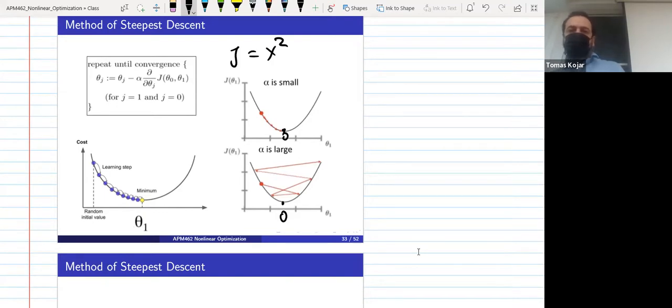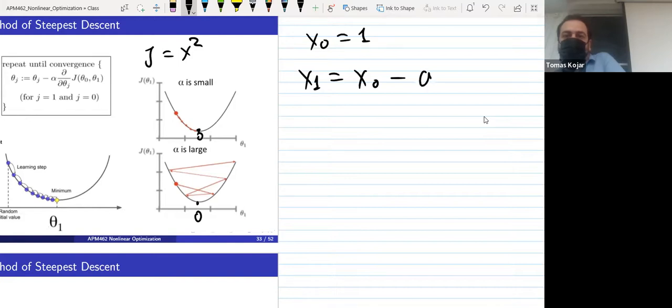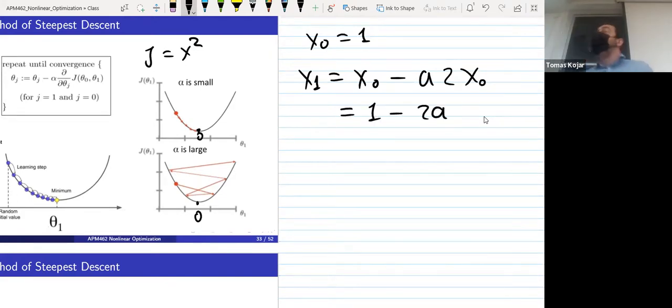So let's do the example actually. Take x0 to be 1, and then what is your method? x1 would be x0 minus alpha times the derivative of x squared, which is just 2x. So you have 1 minus 2 alpha.